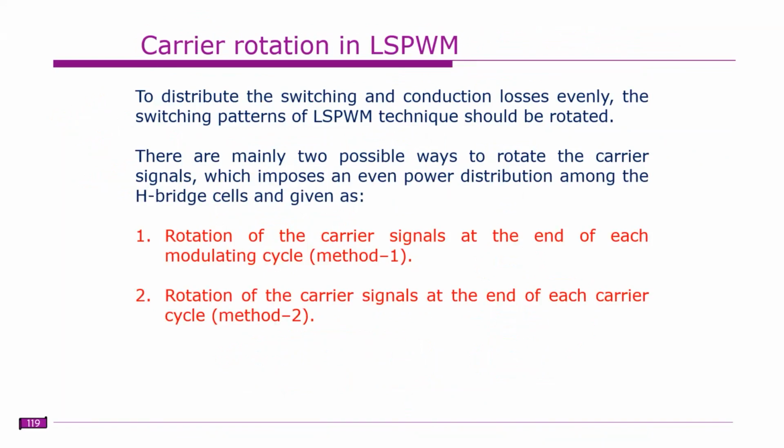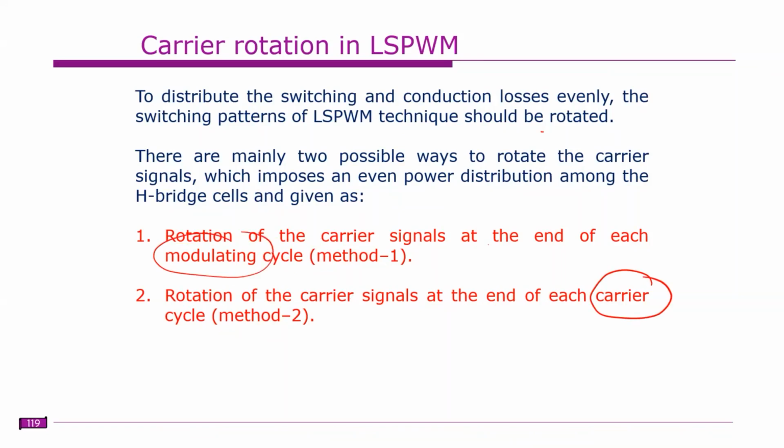To distribute the switching and conduction losses evenly, the switching patterns of the level shifted PWM technique should be rotated. There are two possible ways to rotate the signal. One is the rotation of carrier signals at the end of each modulating cycle, and another one is the rotation of carrier signals at the end of each carrier cycle. So there are two ways to rotate the carriers: method 1 and method 2.